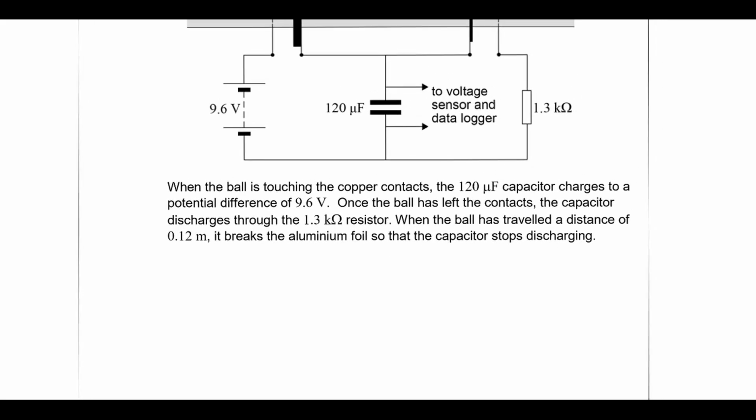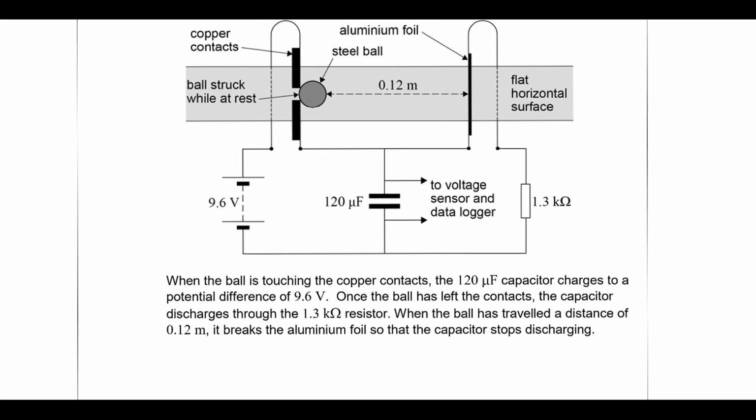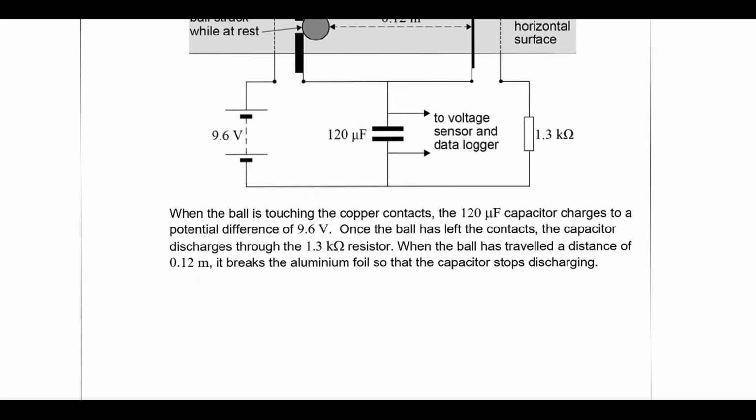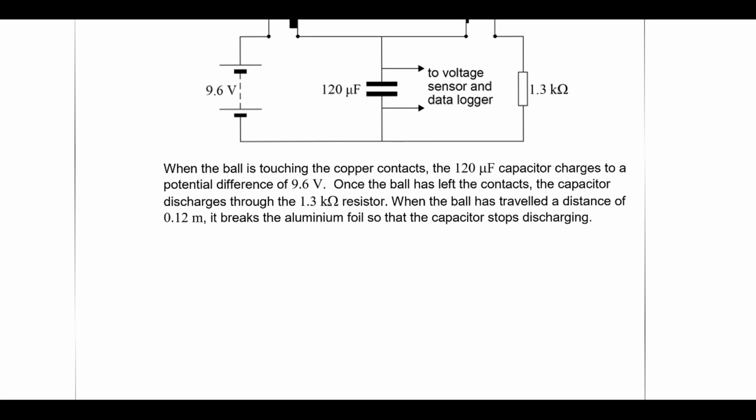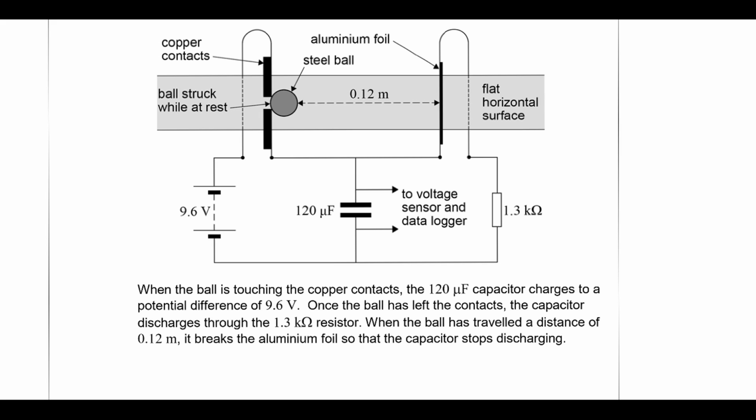Okay, so when the ball is touching the copper contacts, the capacitor charges because it's connected in the circuit, and it's charged up to 9.6 volts. Once the ball has left the contacts, the capacitor discharges through a 1.3 kilo ohm resistor. When the ball has travelled a distance of 0.12 meters, it breaks the aluminium foil, so the capacitor stops discharging. All right, seems fairly straightforward. Let's move on to the next question.